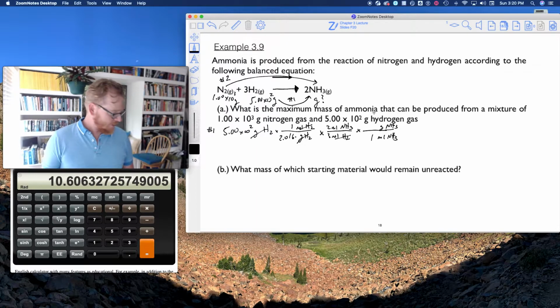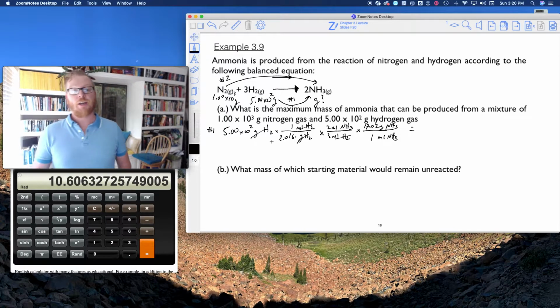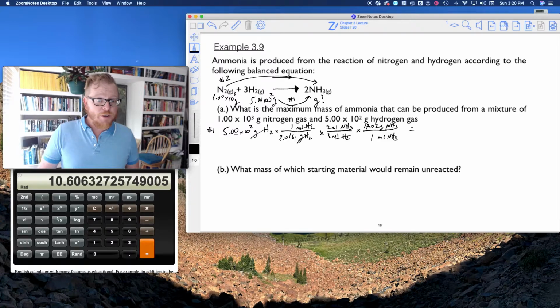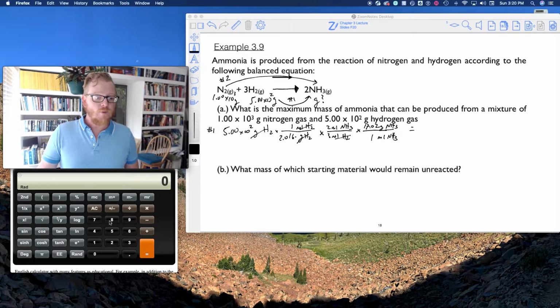And from that last problem, we calculated that it was 17.02 grams of NH3. So let's do that calculation. 500 times 10 to the 2, I can enter in this calculator by saying 5.00 E2, and it tells me 500. That's what it's supposed to be.